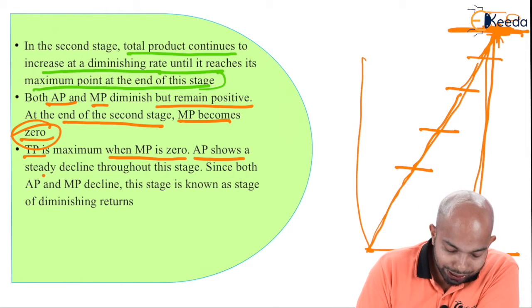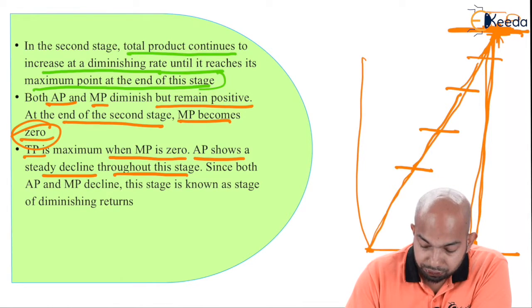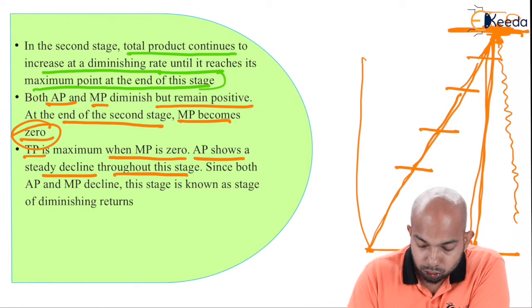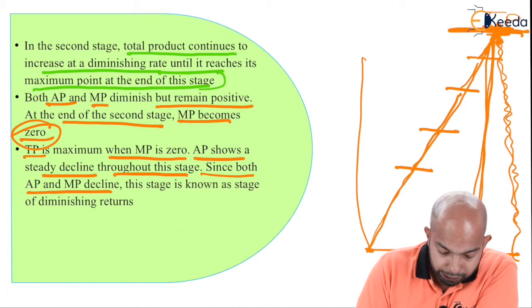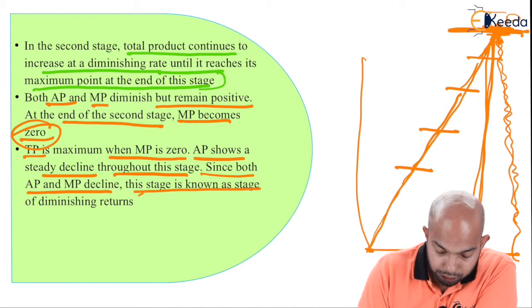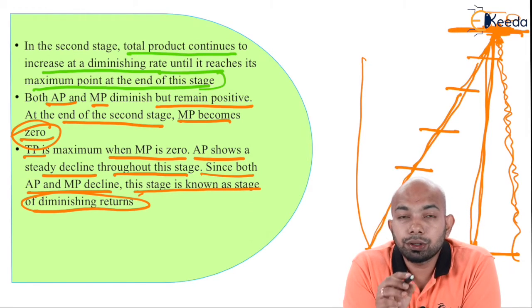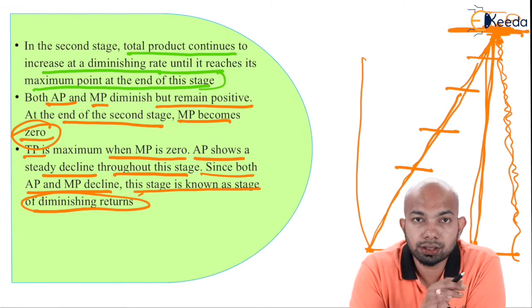Average productivity shows a steady decline throughout this stage. When marginal productivity is going down, average productivity from this level will keep on declining. This is because the marginal productivity is going to zero. Since both average productivity and marginal productivity keep on declining, this stage is known as the stage of diminishing return. Hence, after the first stage, the second stage will be the stage of diminishing returns.